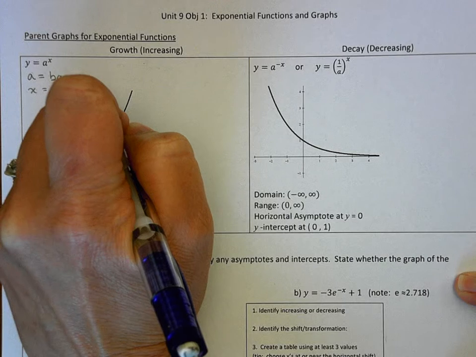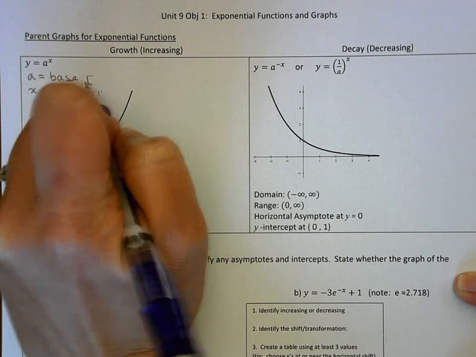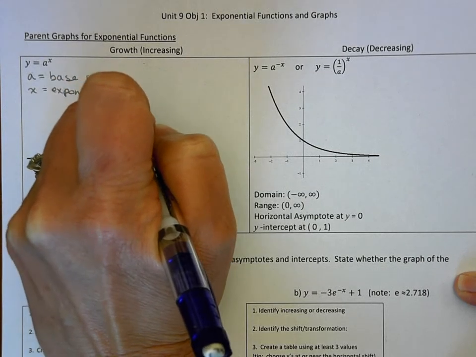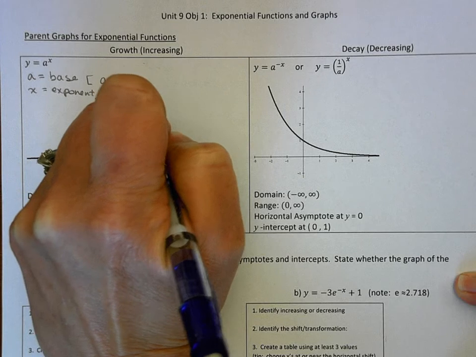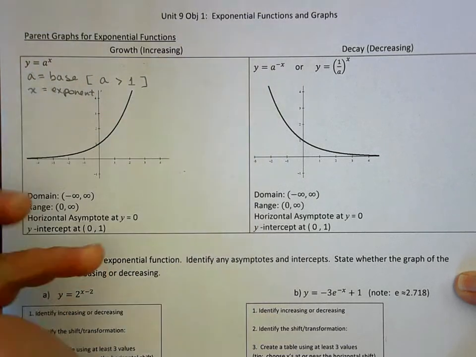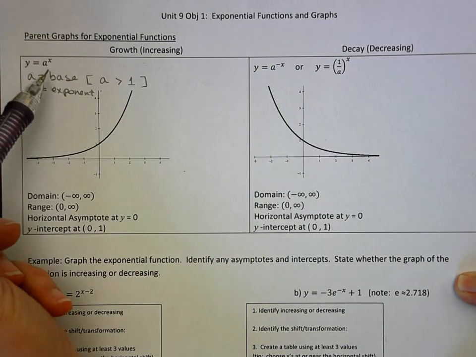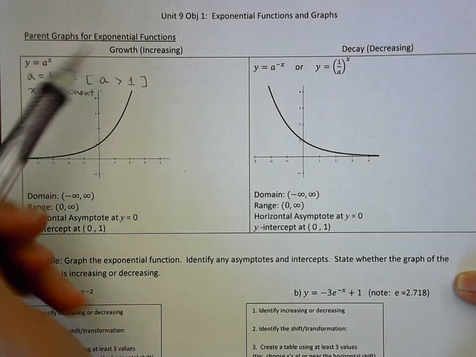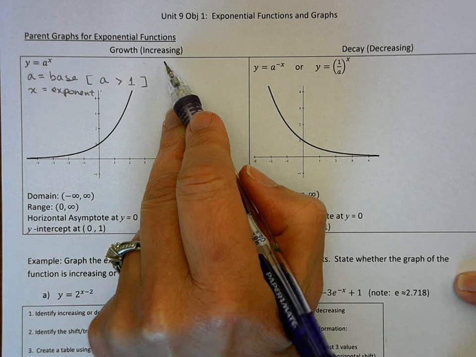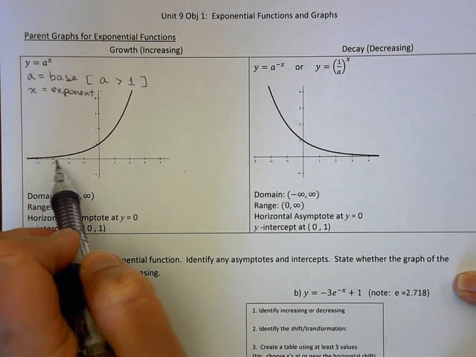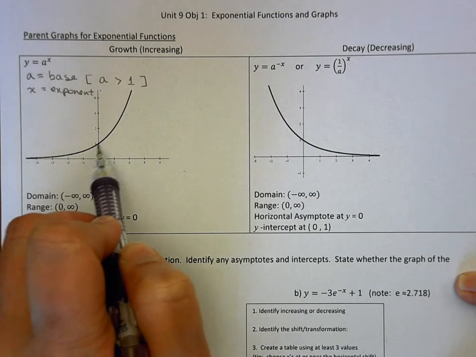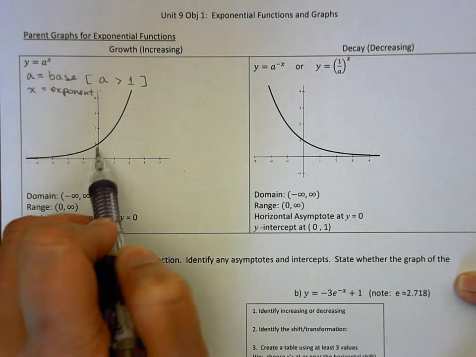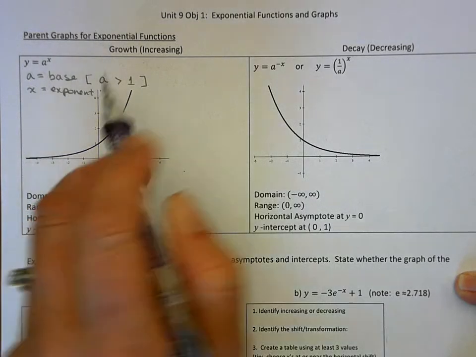And we did this a little bit last year. So we had where a had to be greater than 1. And so if we had 1.5 to the x or 2 to the x, then that would be an exponential growth function. And it's considered increasing because as x is increasing, so is our y value, so we're going up. And so as x increases, y increases.